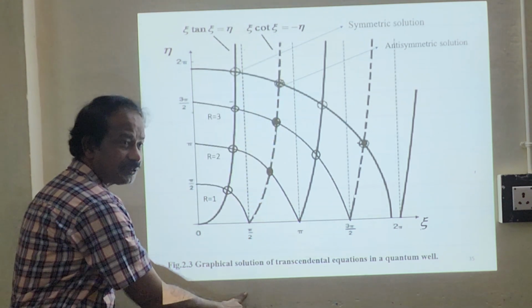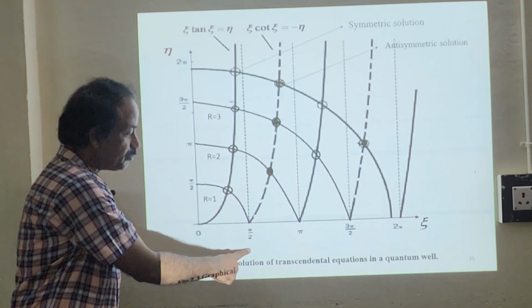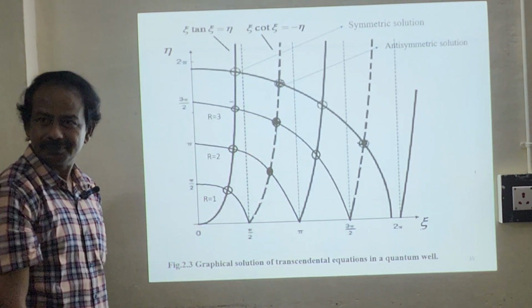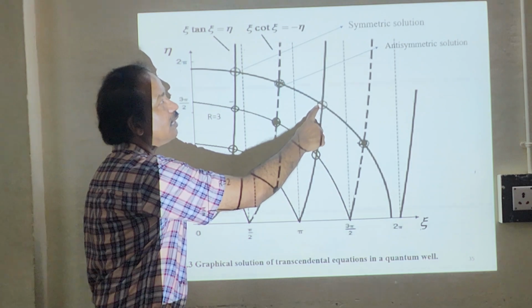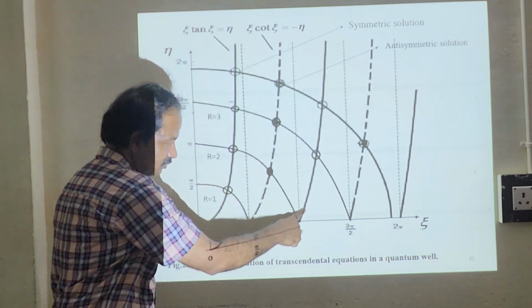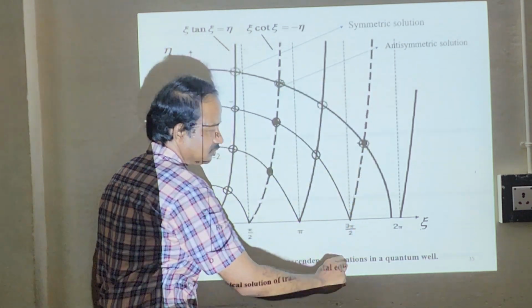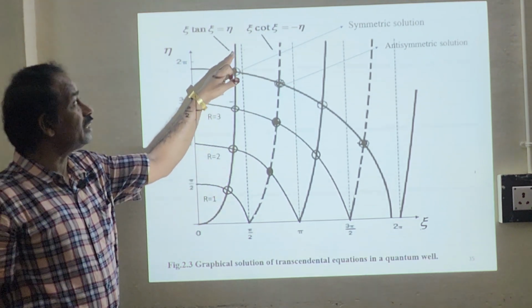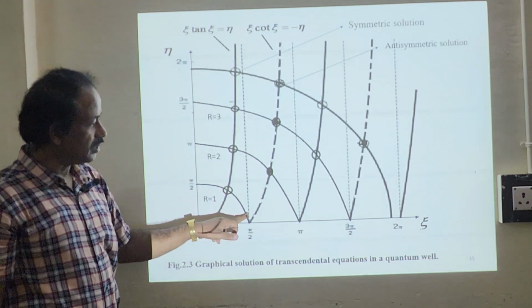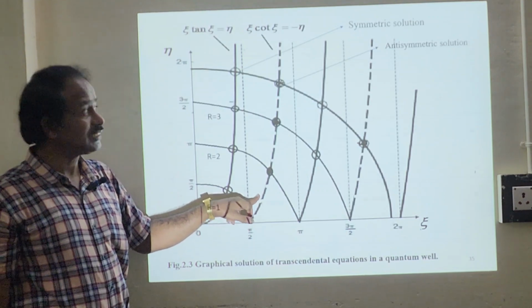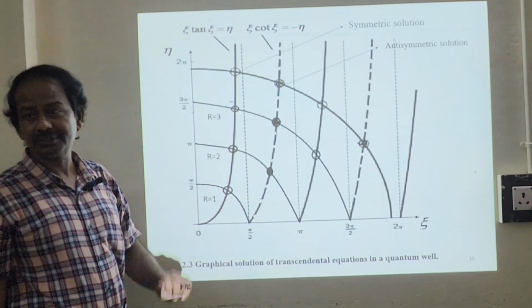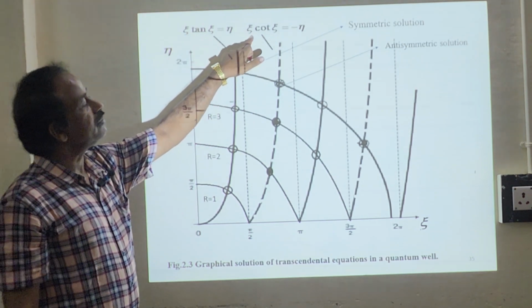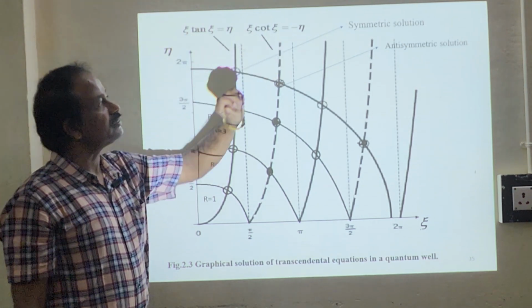This will go into pi by 2. Cot pi by 2 is 0, so this will go like this. And again you have a symmetric solution, this will be like this, and you have an anti-symmetric solution. All the solid lines are for the symmetric solution, and all the dotted or dashed lines are for the anti-symmetric solution. So this is for xi equals tan psi times eta, and this is for xi cot psi equals minus eta.